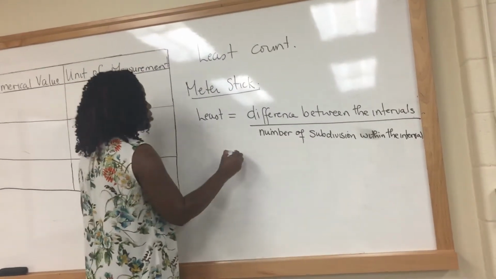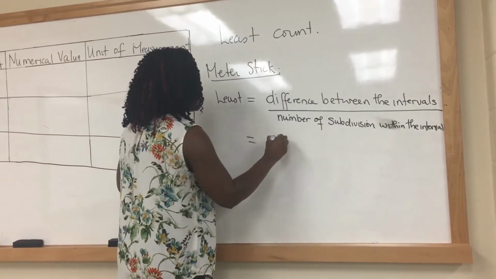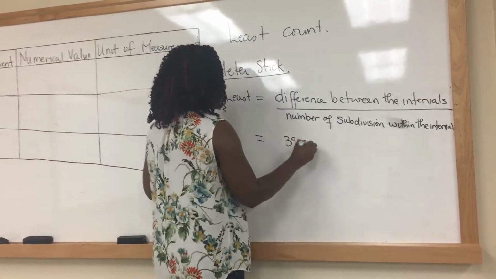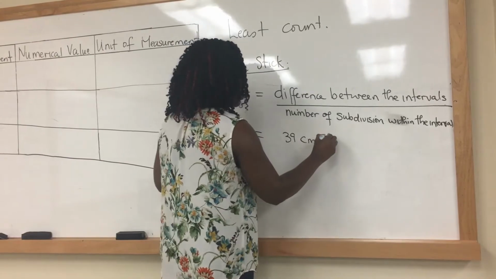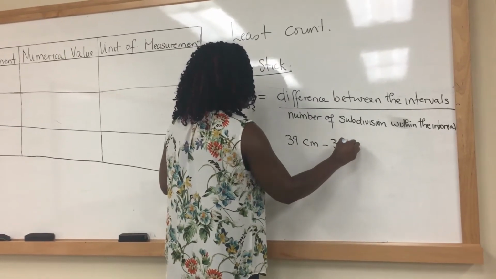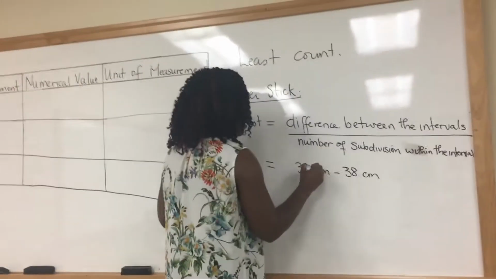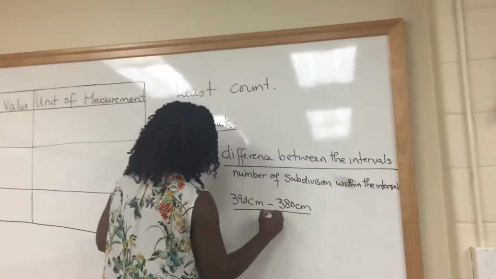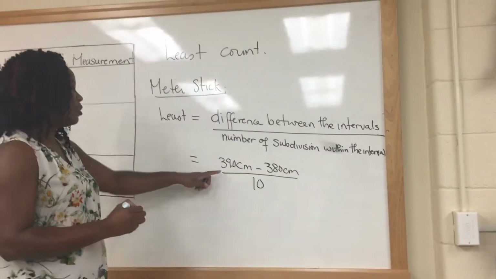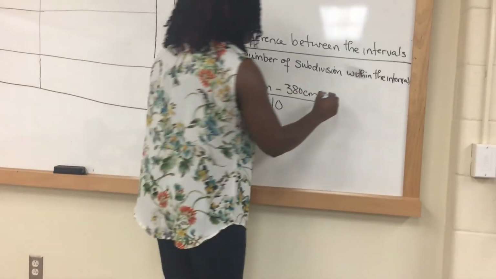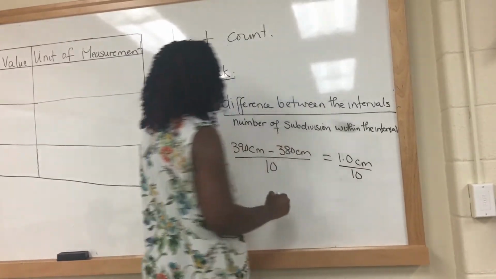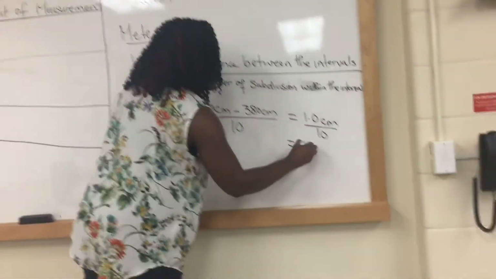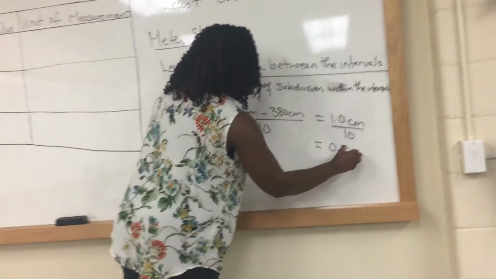Alright, so our numbers were 39 and 38. So I'm going to say 39 centimeter minus 38 centimeter, and then we are going to divide by 10. The difference between 39 and 38 is 1.0 centimeter. And then we're dividing by 10. And that will give us 0.10 centimeter.